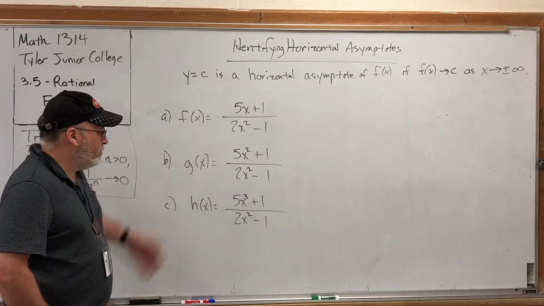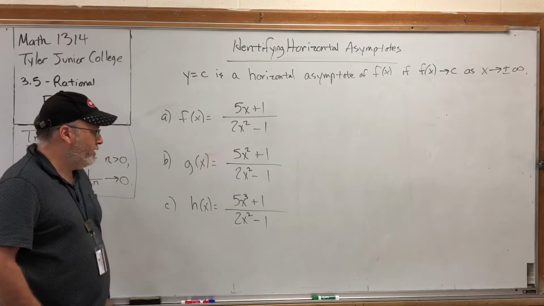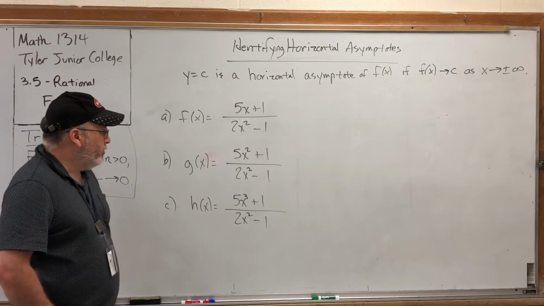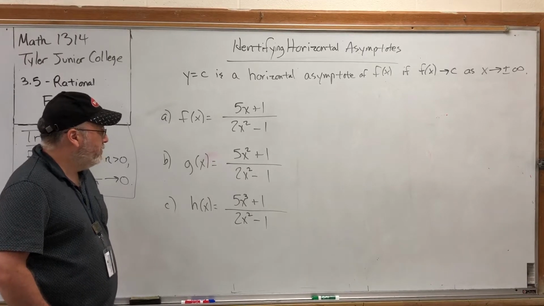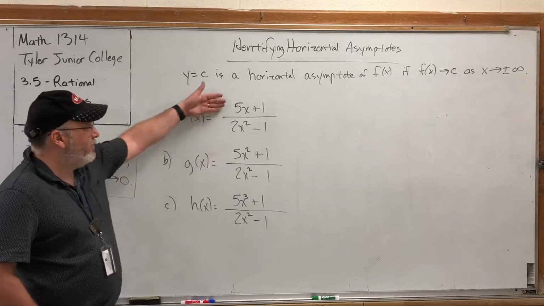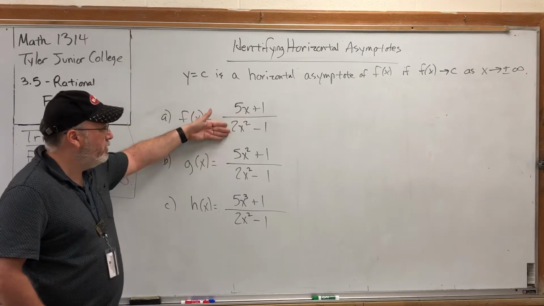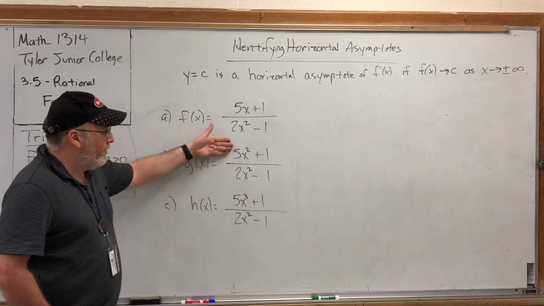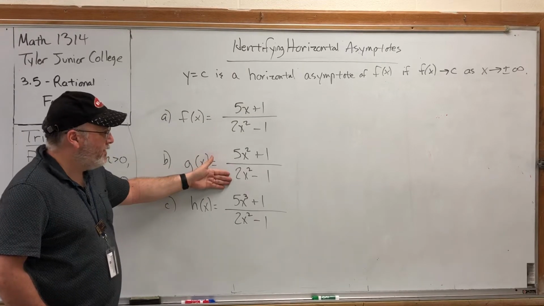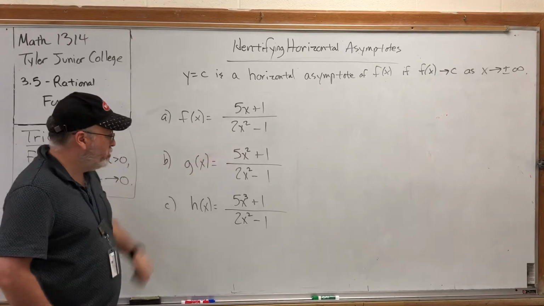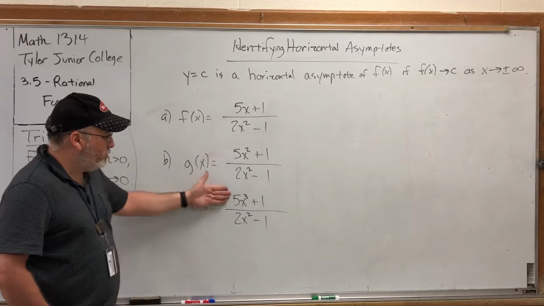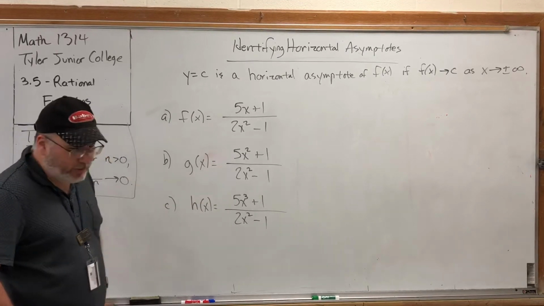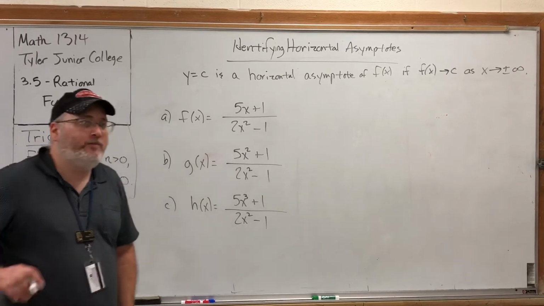Well, first notice these three functions I've set up are fairly identical, except in one characteristic. On each of them, the degree of the numerator is different. F of x equals 5x plus 1 over 2x squared plus 1. Degree in the numerator is 1. G of x equals 5x squared plus 1 over 2x squared minus 1. Degree of the numerator is 2. H of x equals 5x cubed plus 1 over 2x squared plus 1. Degree of the numerator is 3. Other than that, they're identical.